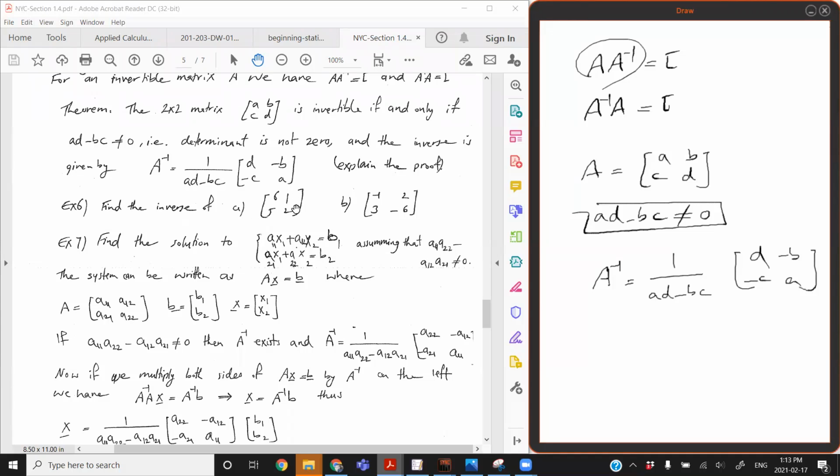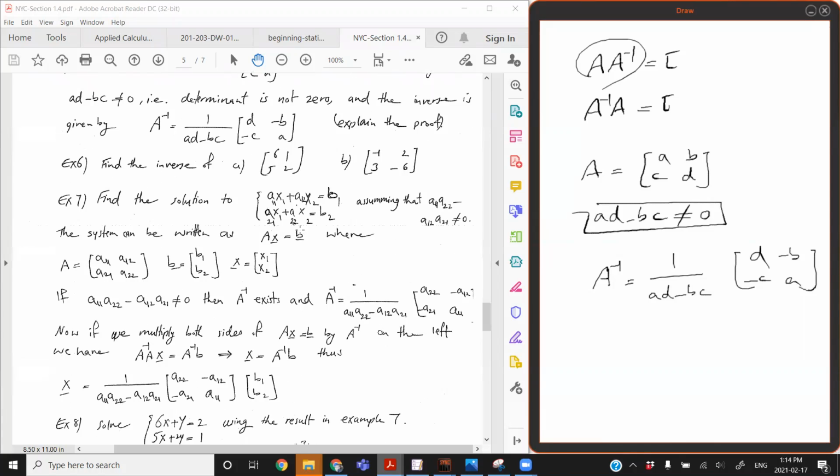So find the inverse of these matrices. You can just use the formula to find the inverse. This one is invertible because 2 times 6 is 12. 12 minus 5, that's 7. So the determinant is not 0, making this invertible. However, this one here, if you multiply -1 and 6, you get -6. If you multiply 2 and 3, you get 6. So the determinant of this matrix would be 6 minus 6, 0. So this matrix here is not invertible. So you would just write singular. It doesn't have an inverse. Make sense?